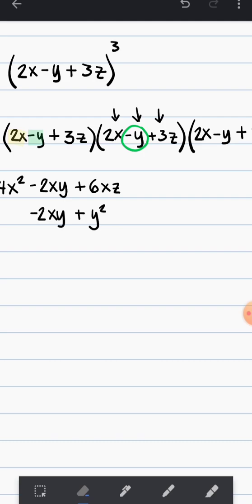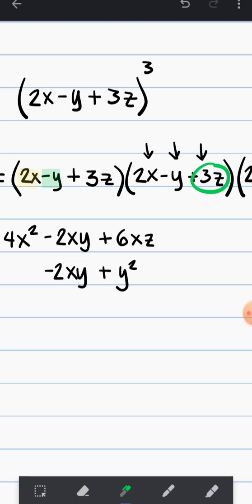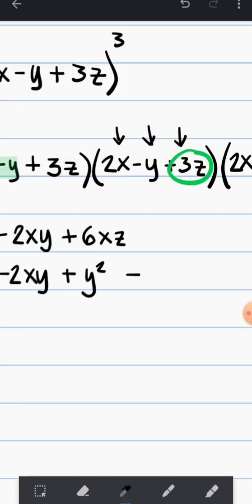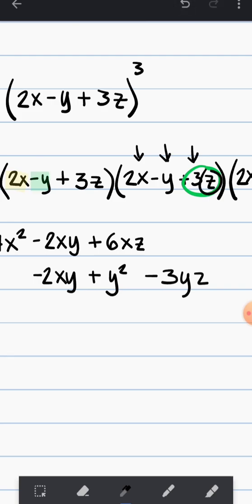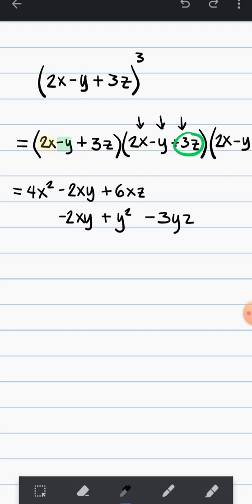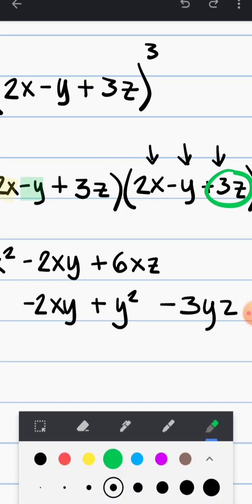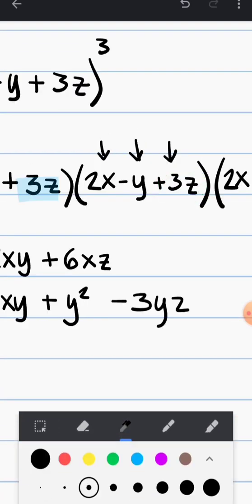And so the next term after this negative y is 3z. Negative y times 3z, so negative times positive, is going to be negative. So negative 3 and then yz. Remember, for this term, z and y, alphabetically we write y first before z. So negative 3yz. And now we're done with this term. We're done distributing 2x and negative y. And let's not forget, we have 3z too. So 3z, let's distribute that to these terms again.